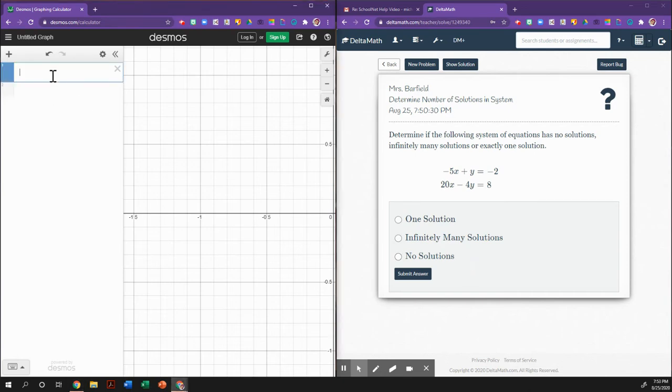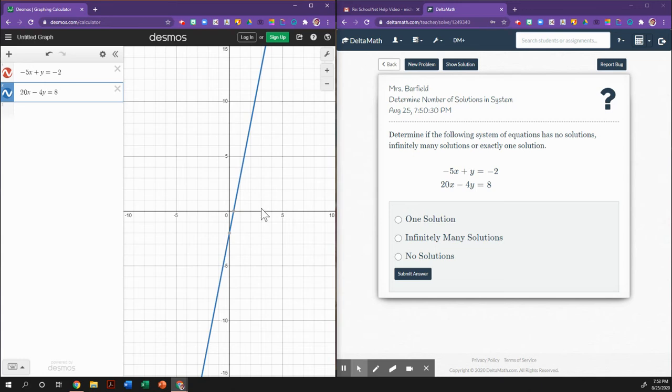All right, so why I love Desmos. You do not have to solve it for y. You're going to type the first equation in, type the second equation in. You do not have to rewrite it. And you press the home button. Okay? All right.